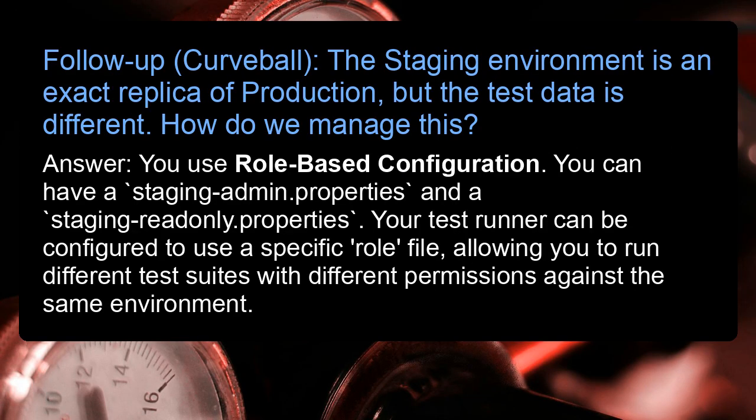Follow-up curveball. The staging environment is an exact replica of production, but the test data is different. How do we manage this? Answer: you use role-based configuration. You can have a staging-admin.properties and a staging-readonly.properties. Your test runner can be configured to use a specific role file, allowing you to run different test suites with different permissions against the same environment.